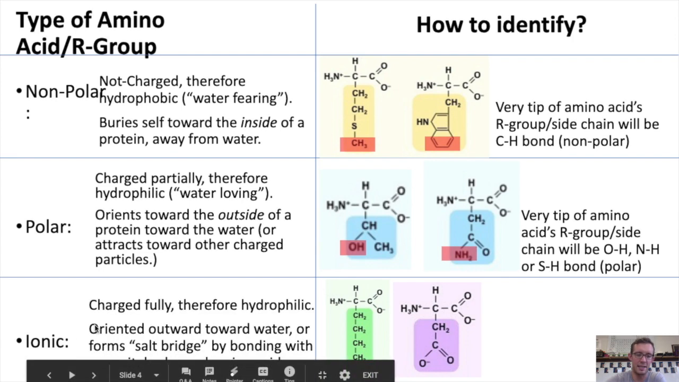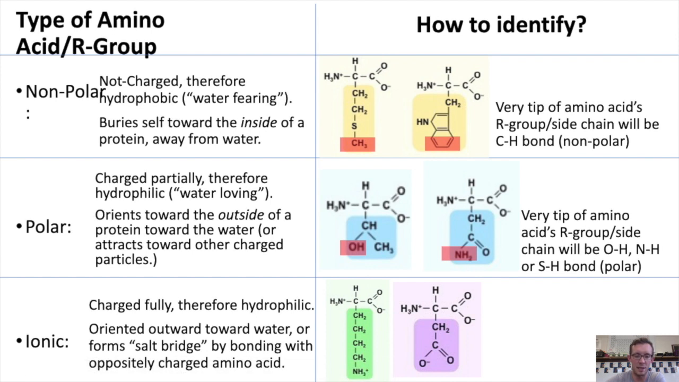All right, and then the last type of amino acid is an ionic or a charged amino acid. And since an ionic amino acid is completely charged, either positive or negative, it is also hydrophilic. It is attracted to polar water molecules, which have charges. And so these can be oriented toward water molecules, or they can form something called a salt bridge by bonding with an amino acid of the opposite charge.